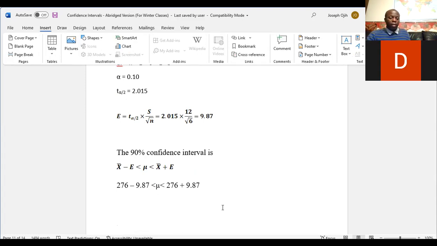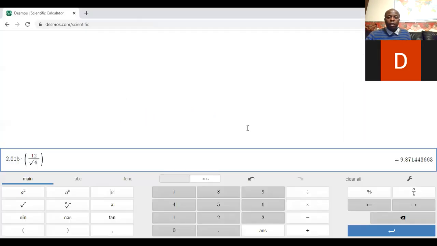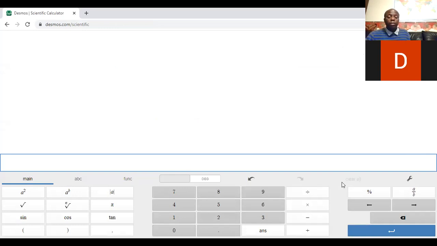So that means when you subtract this, I can take you to the calculator to subtract this. So taking you there, and let's see. Okay. So I have to move this again. So you got 276 minus 9.87, which gives 266.13. And if you add it, you change it to addition. Let's do both. 285.87.